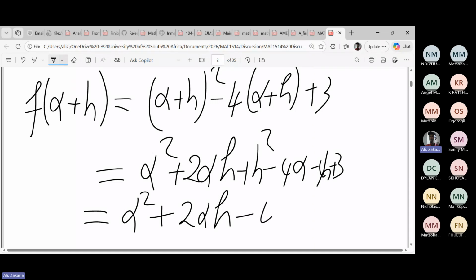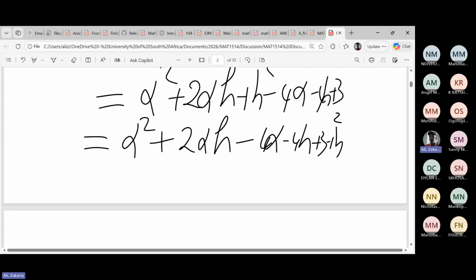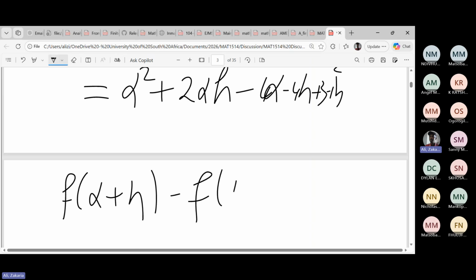Then minus 4 alpha plus 4 minus 4h plus 3 plus h squared. So then that is the function that we are evaluating at f of alpha plus h. Now with this in hand, we can also evaluate something else. You see, we have evaluated f of alpha, and then we have evaluated f of alpha plus h. Then we can also try to see that you can also evaluate f of alpha plus h minus f of alpha, right? So that is another way of seeing it.